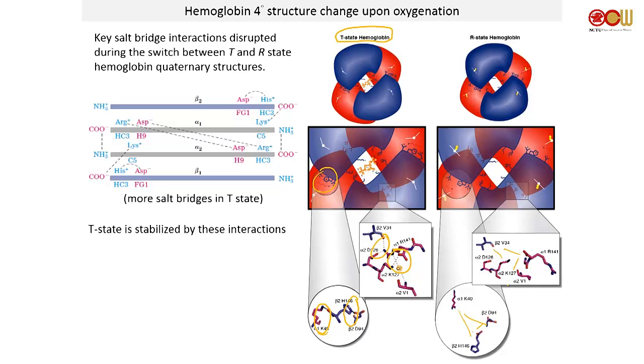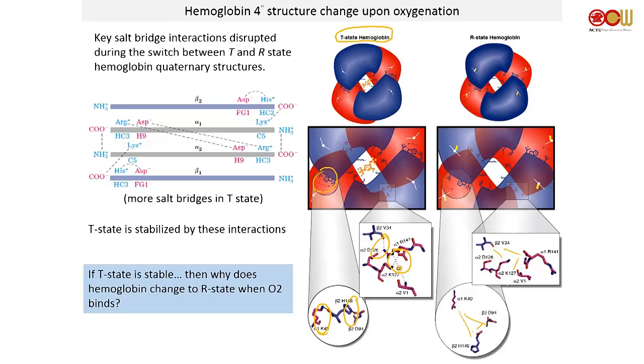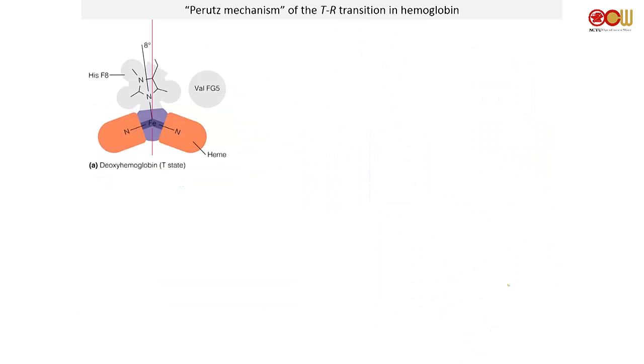Is this a favorable or a not favorable process? It's unfavorable, right? Remember we said the formation of a salt bridge is very stable. So here you broke the salt bridges. That means you have to put some energy into the system somehow. So the question is, if the T state is really stable, then why does hemoglobin change to the R state when O2 binds? That's a very legit question. You should be curious about that.